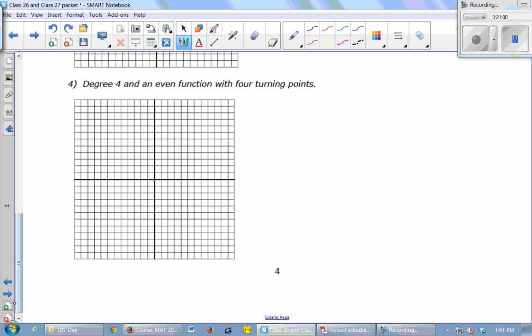For number 4, I said degree 4 with 4 turning points. So what would you say about that? That's impossible. Can't have a degree 4 with 4 turning points. Maximum it could have is 3.